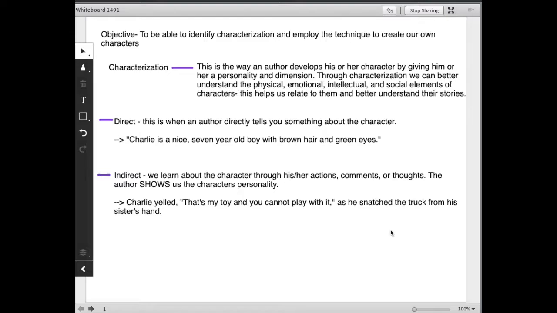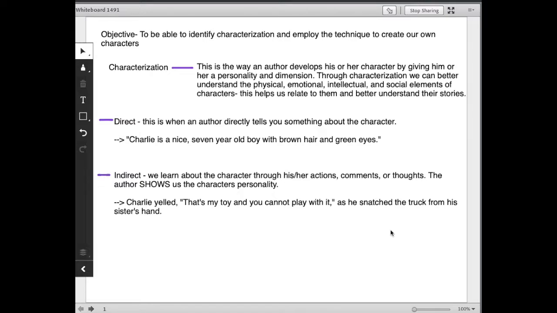There are a variety of different ways that an author can explain a character to us or show a character to us. There's direct characterization and indirect characterization. Now, direct characterization is exactly the way it sounds. It's when an author tells us something directly about the character. This means that there's really no room for interpretation. For example, Charlie is a nice 7-year-old boy with brown hair and green eyes.